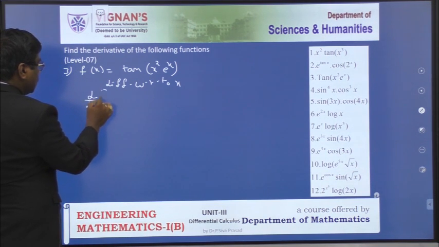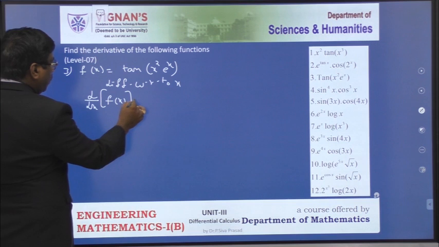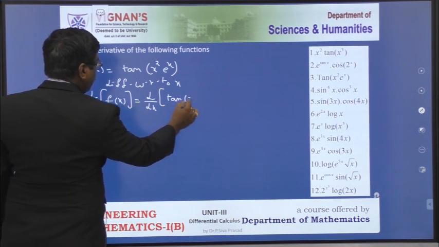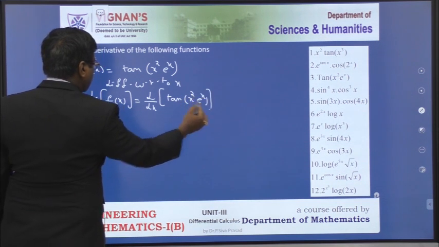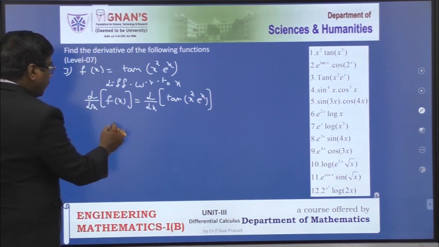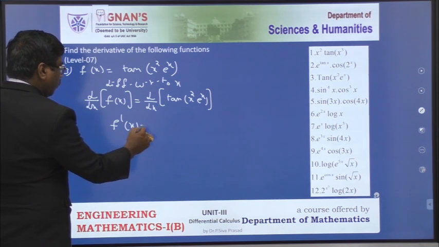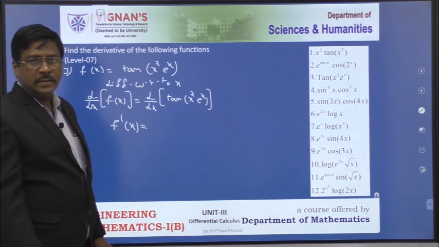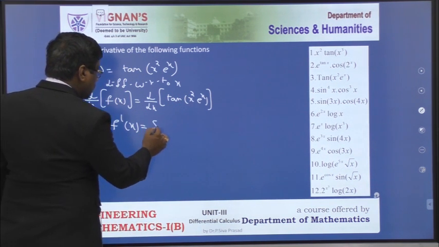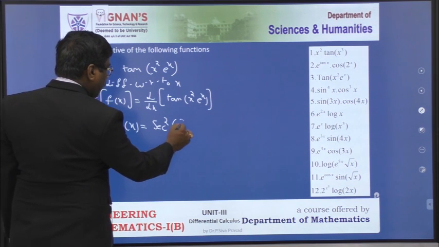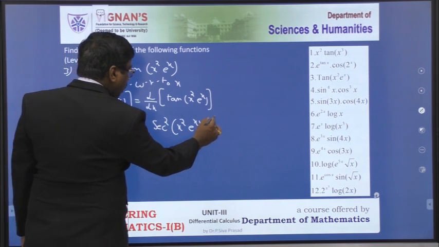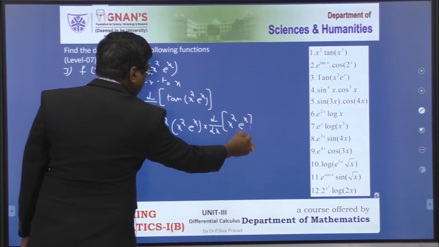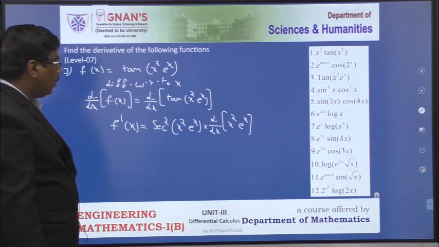That means d by dx of f of x is equal to d by dx of tan of x square into e power x. So f dash of x is equal to, I have to assume this one as tan x. Tan x derivative is secant square x. Therefore, this is secant square of x square into e power x into d by dx of x square into e power x, that is the internal derivative we will require.